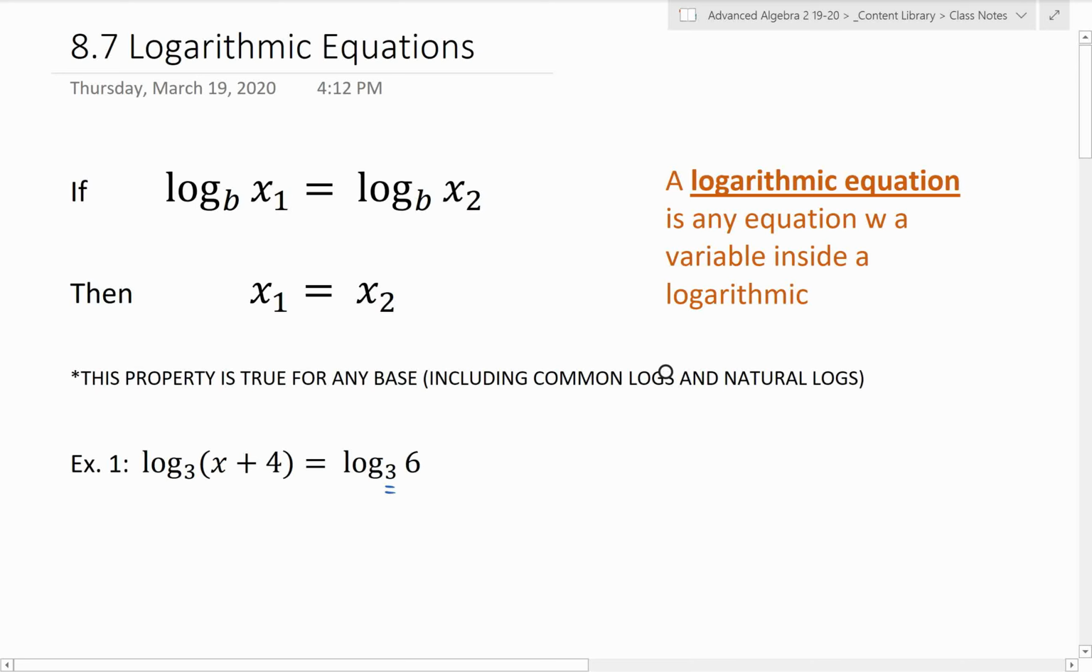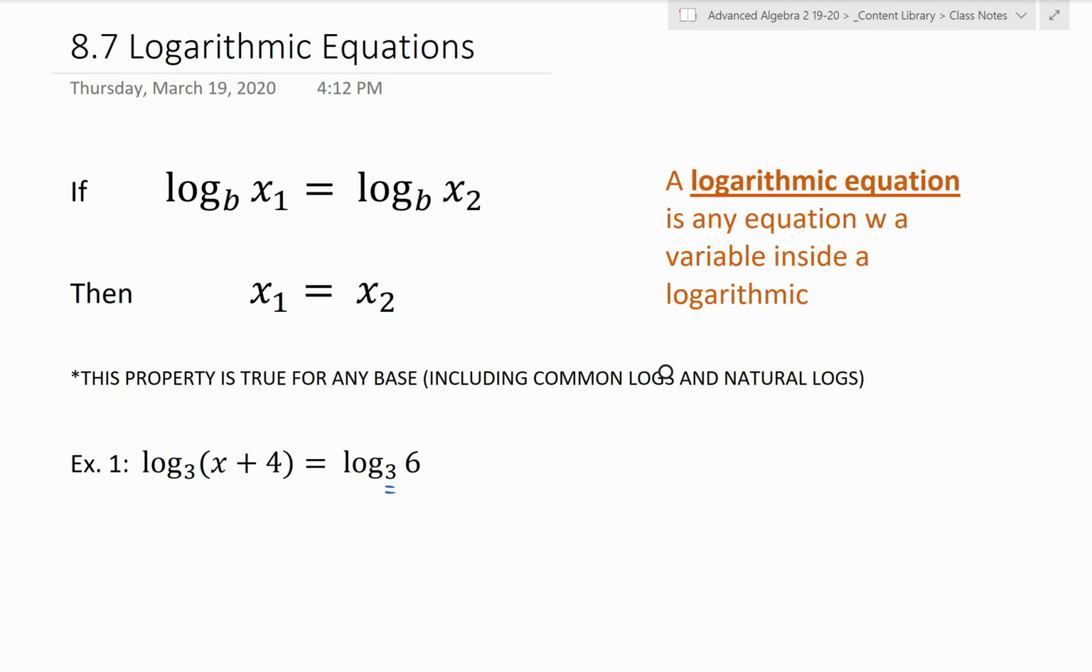Okay, in the last section we learned about log rules, specifically the product, quotient, and power rule. In this section, we're going to move on and start talking about solving logarithmic equations and how we can use those rules to help us solve logarithmic equations. So we want to start by identifying what a logarithmic equation is.